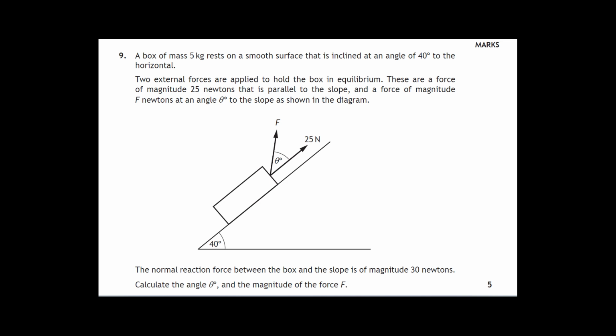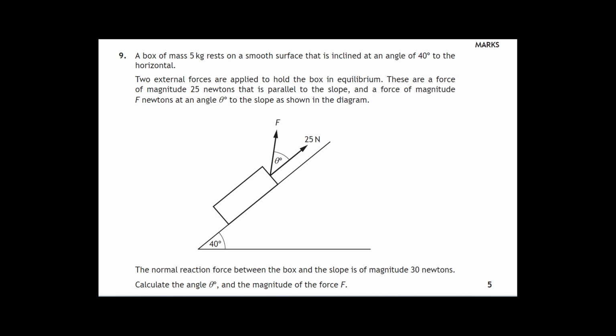A box of mass 5 kilograms rests on a smooth surface that is inclined at an angle of 40 degrees to the horizontal. Two external forces are applied to hold the box in equilibrium. These are a force of magnitude 25 newtons, that is parallel to the slope, and a force of magnitude F newtons at an angle theta degrees to the slope, as shown in the diagram.